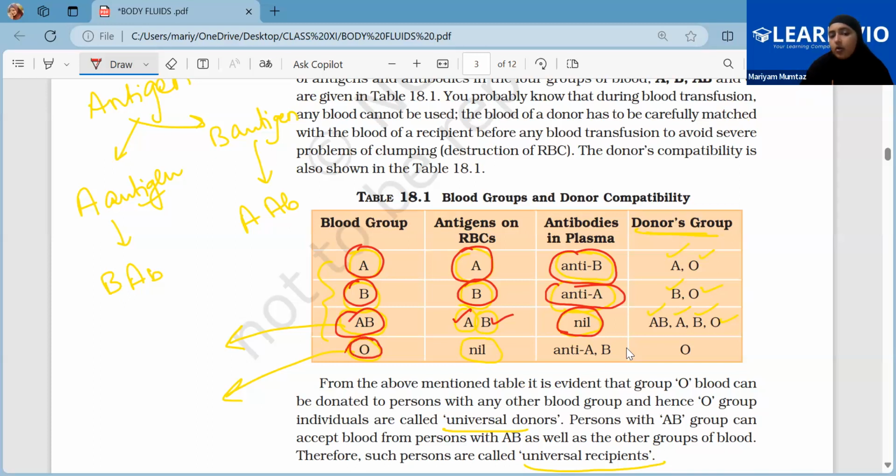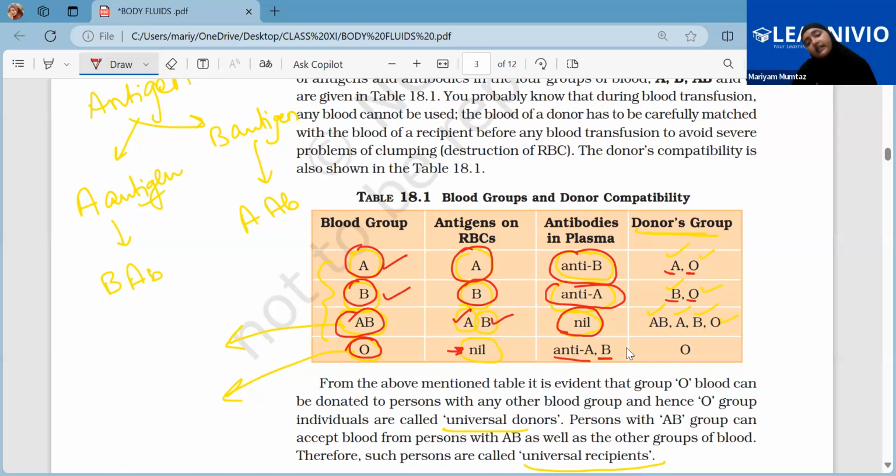Now talking about the O blood group, they will have no antigen. If no antigen is produced, then they will have the antibody for both anti-A and anti-B. So for all these blood groups, for example, blood group A can take blood from the A blood group or the person who has O blood group. Why? Because the O blood group does not have antigen at all. Now the B one, they can take blood from the B blood group people or the O.